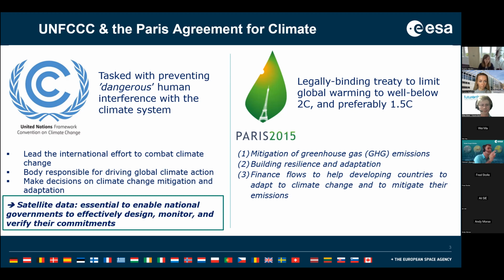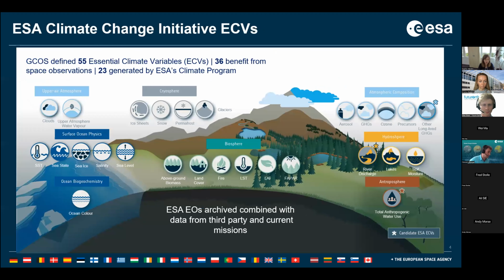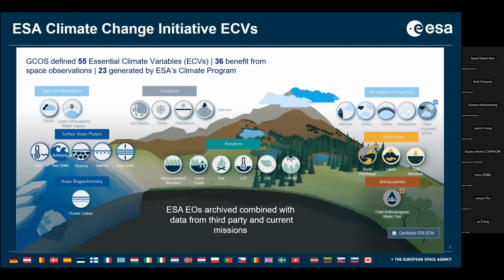Now, satellite data will be essential to enable national governments to effectively design, monitor, and verify the commitment under the UNFCCC Paris Agreement. Coming back to climate, to better understand this system and its variability, the UNFCCC needs observations. They have delegated to the GCOS, the Global Climate Observing System, a public consultation to define the variables that represent climate best. GCOS has defined a list of 55 essential climate variables, ECVs. More than half of them, 2/3 actually, can benefit from satellite Earth observation.